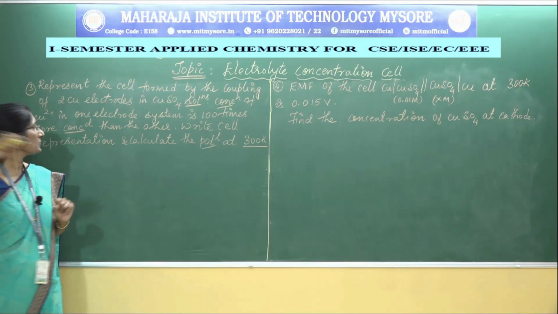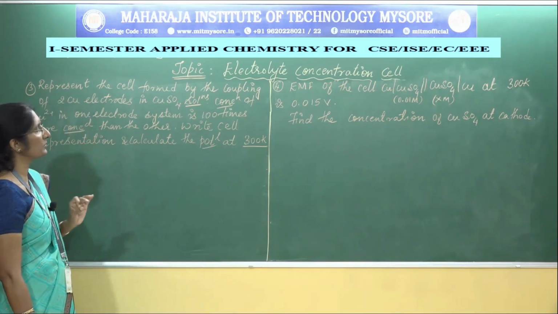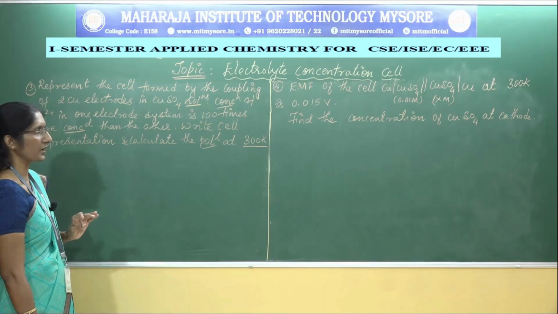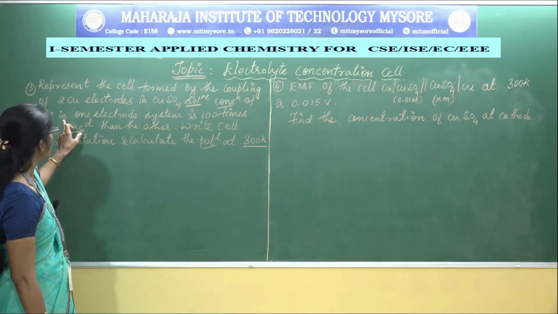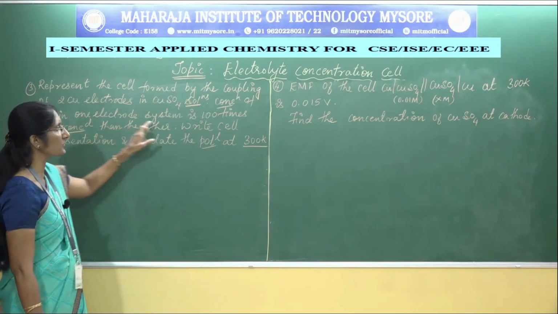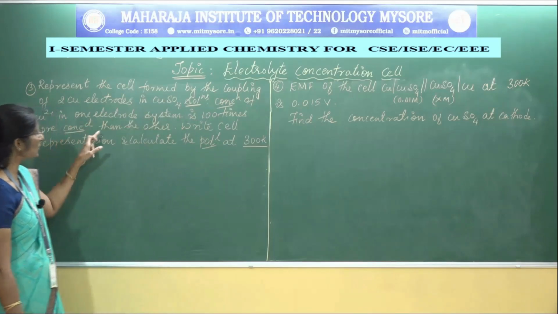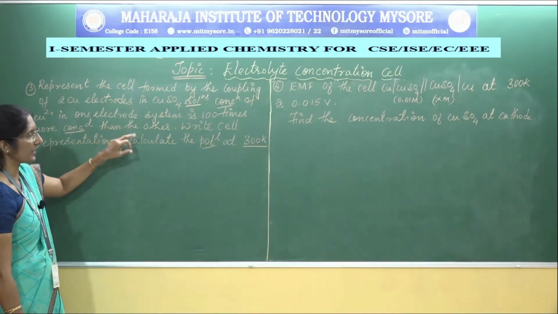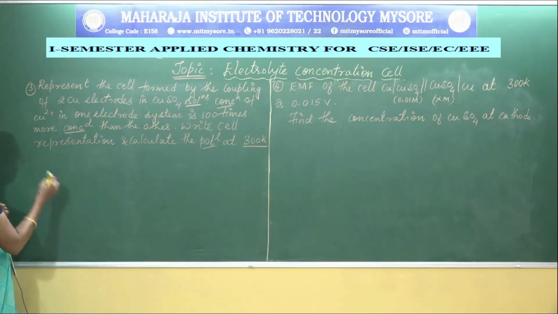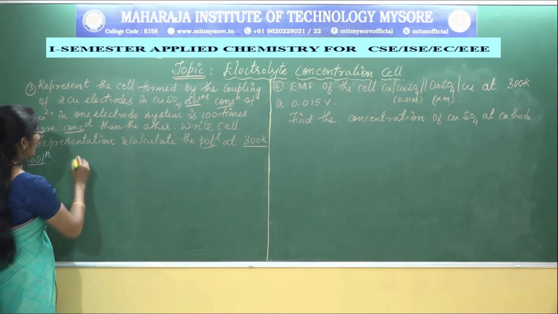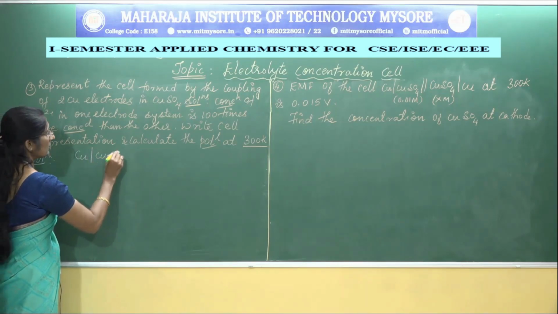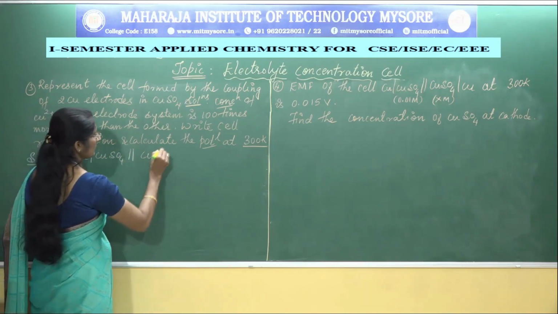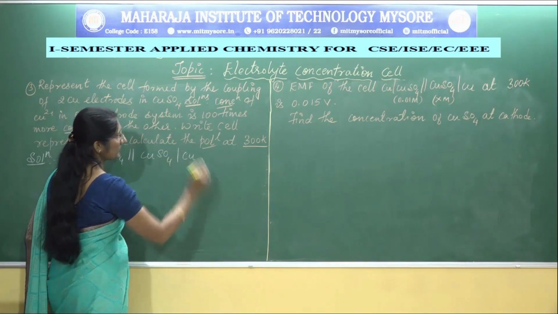So underline that. Represent the cell formed by coupling of two copper electrodes. That means this is the copper concentration cell. Concentration of cupric ions in one electrode system is 100 times more concentrated than the other. Write the cell reaction. Then how to write the cell reaction? Observe that it is an example for a copper concentration cell. So first write down the copper concentration cell. Copper in contact with copper sulfate solution, copper sulfate solution in contact with copper.